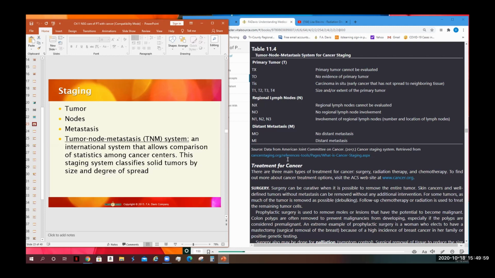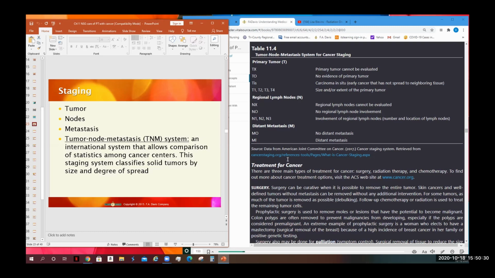NX means the regional lymph nodes cannot be evaluated. N0 means no regional lymph node involvement. N1, N2, or N3 means involvement of regional lymph nodes, number and location of lymph nodes. And then distant metastasis is either M0 for no distant metastasis or M1 for distant metastasis.